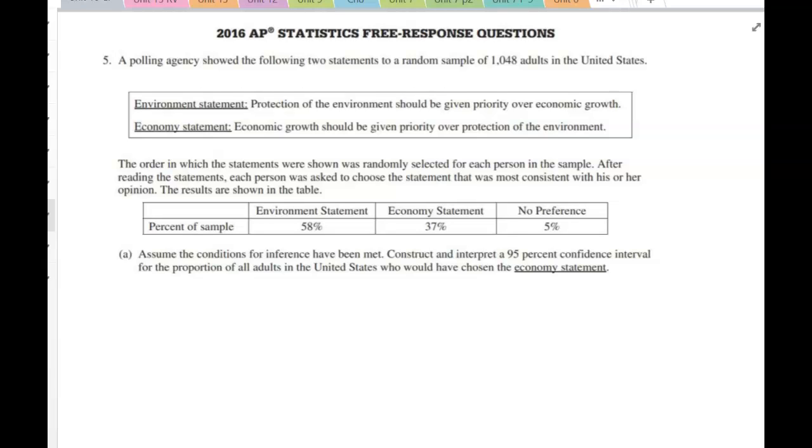Hello, statistics students. Here is the main idea from chapter 16. We want to be able to create a one sample confidence interval for proportions. So let's take a look at this problem.